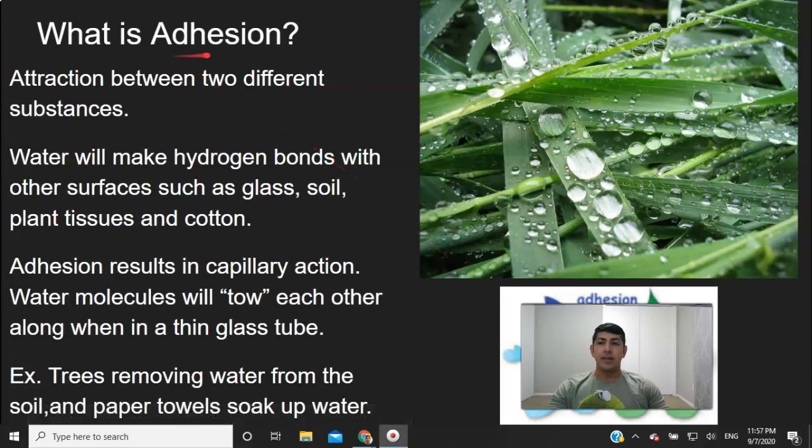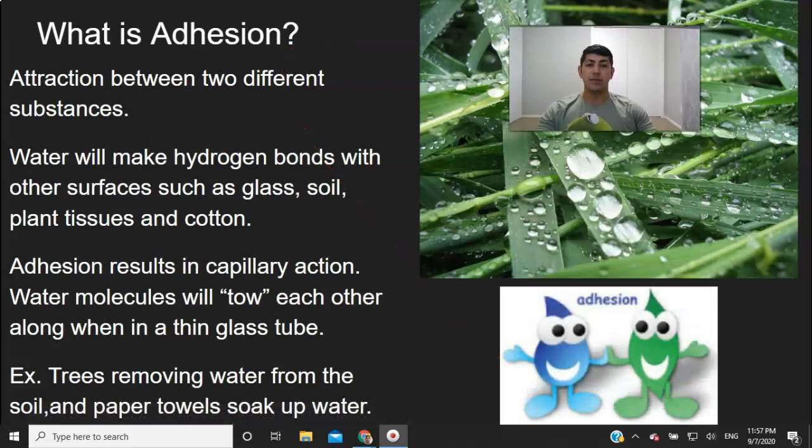Now we're going to discuss adhesion. Adhesion is attraction between two different substances. So before, cohesion was the attraction between one water molecule and another water molecule. Now we have attraction between two different substances. In this case, one's going to be water, and the other can be a glass that's negatively charged. It can be plant molecules like the xylem or the vascular portions of any trees. Water will make hydrogen bonds with other surfaces such as glass, soil, plant tissue, and cotton.